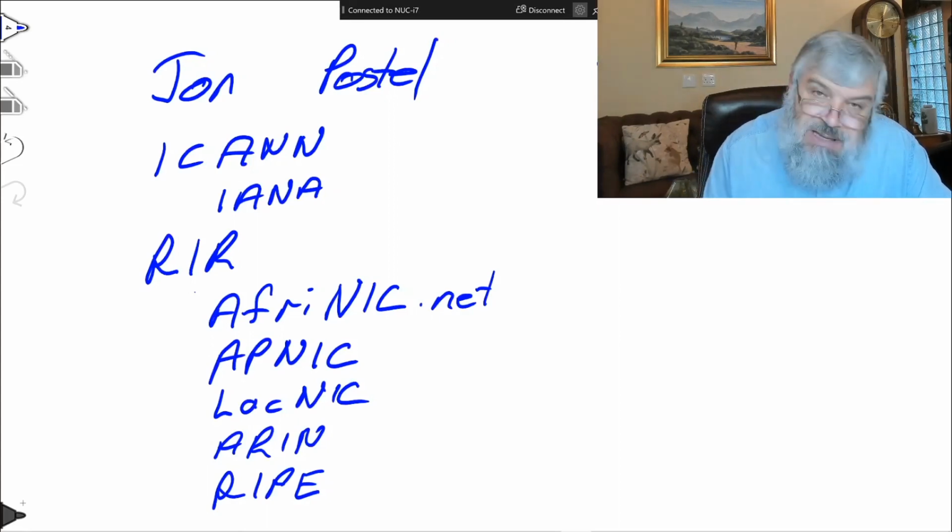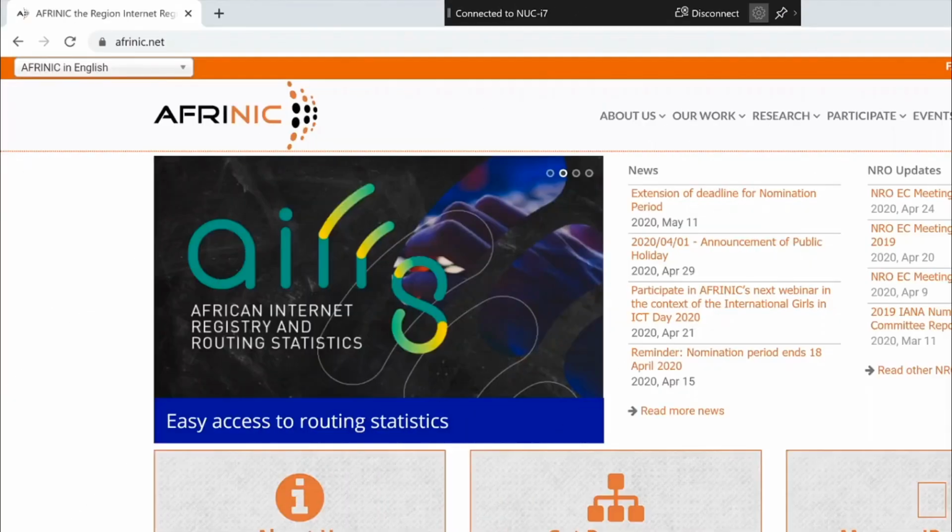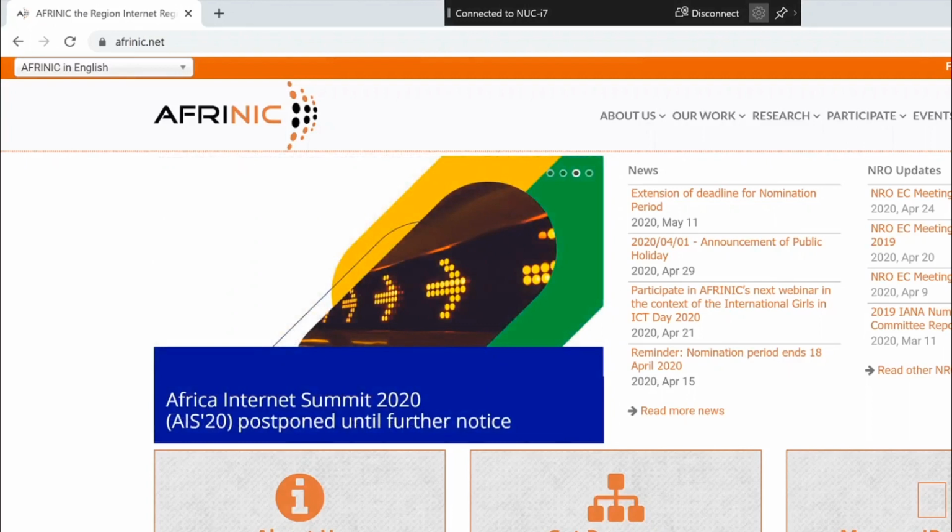However, one of the interesting things that we can do with all of these information centers, with all of these regional registries, is to try and determine whom an address belongs to. So who is the owner of a given IP address? Let's do that. Here we are on AfriNIC's website.